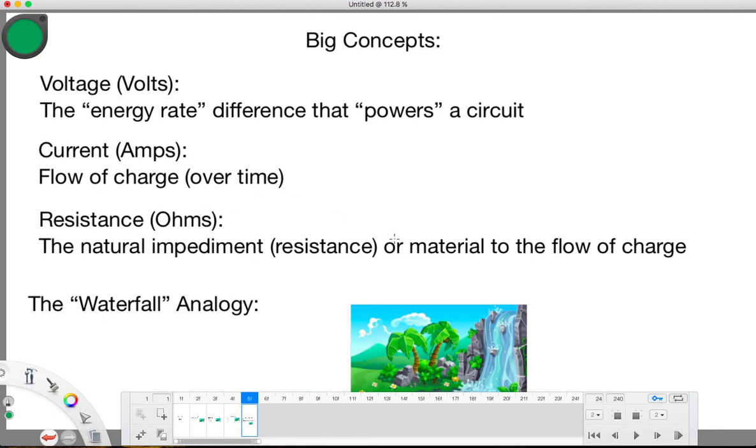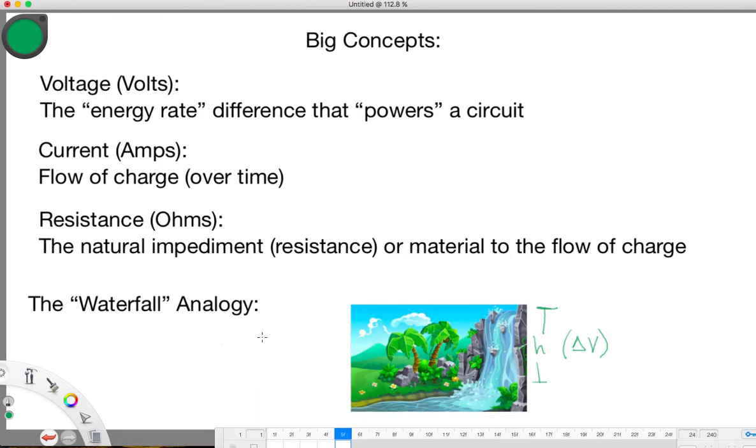And just realize with the waterfall analogy that these three all relate to one another. So the height of the waterfall, that's like the voltage. The higher the waterfall, the more energy those charges will have. So the higher that is, the stronger the flow of the current will be. And if I want to throw things in the way, like resistors or dams, that will slow down the current, and that will allow me to convert that energy into something else. So these three are very closely related to one another.